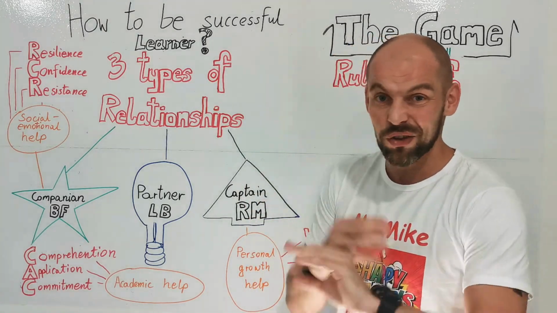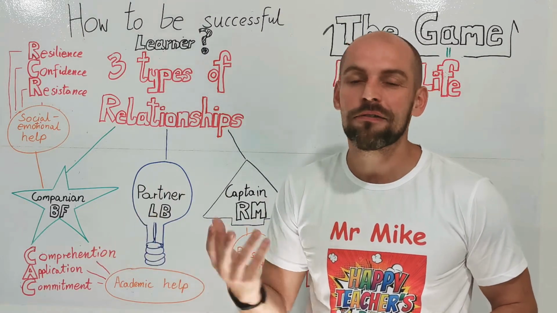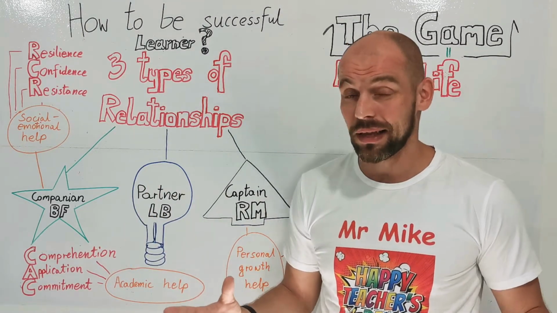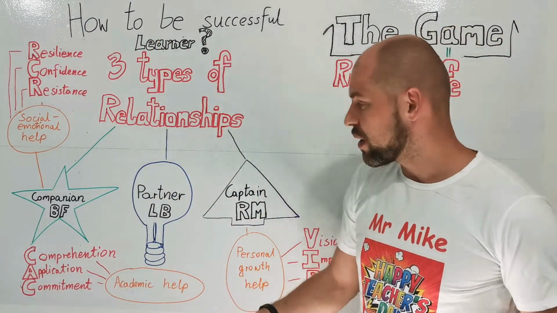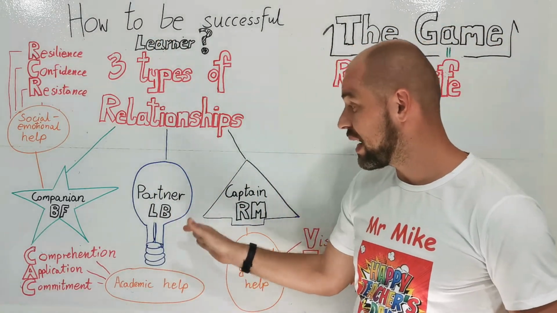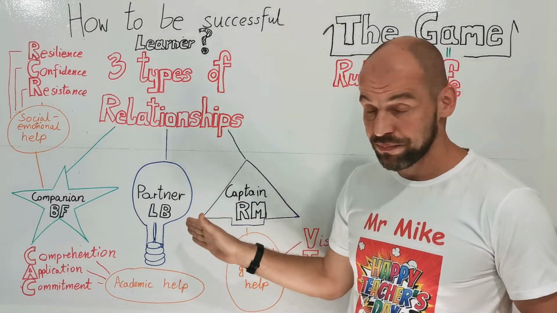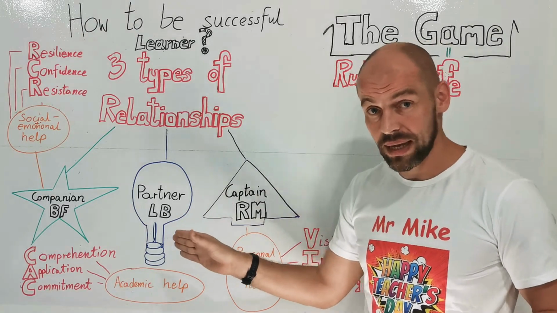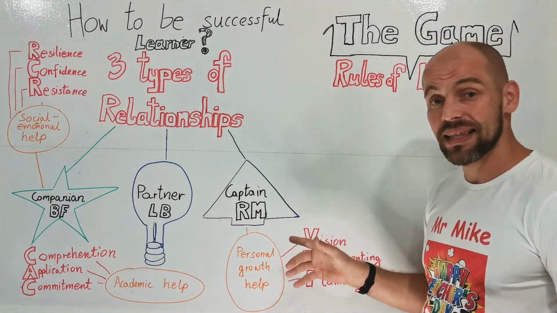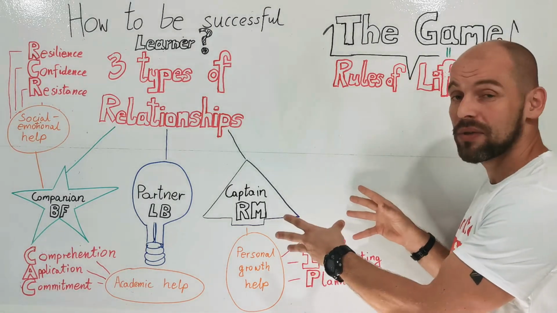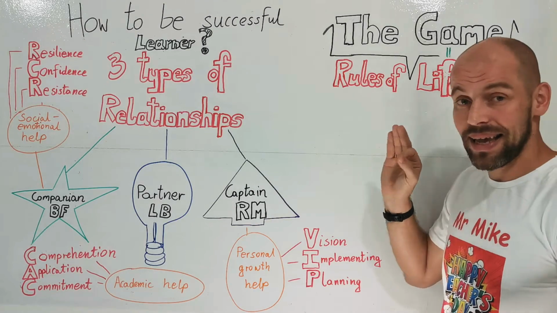All right? And you don't have to explain to him what you want from him, right? What kind of feedback you want, because it can take a lot of time. And then you're missing the point. All right? So this is how you're getting your academic help from your learning buddy, your partner, okay, and you're learning. And then finally, the last type of relationship that we need to form within the learning community is a captain.